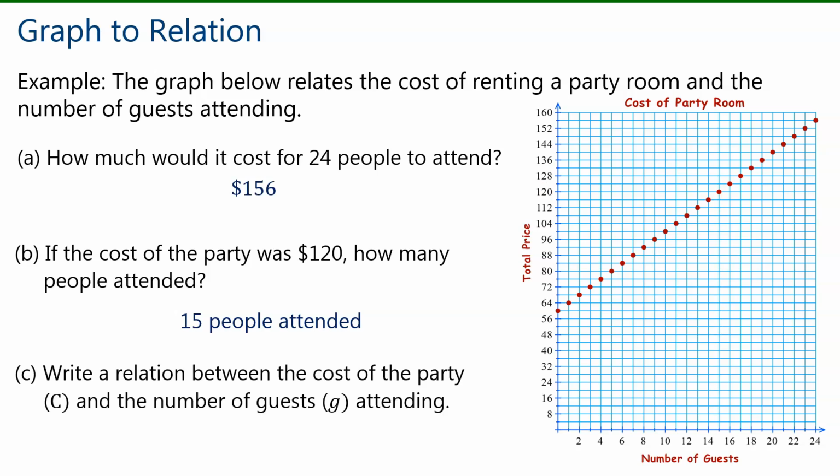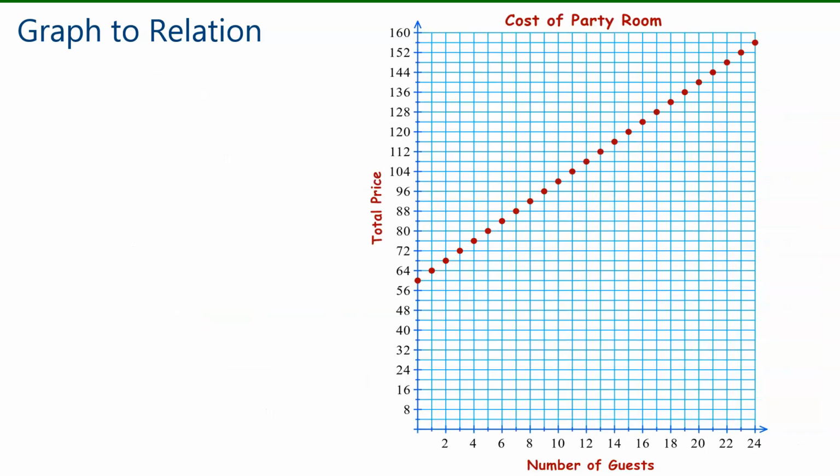Now part C of this question wants us to write a relation between the cost of the party, using the variable C, and the number of guests attending with the variable G. So let's do that here. Now to write the relation, we can write all the values in the graph into a table, as we are used to writing relations from a table of values. But let's just observe the pattern in the graph here and write the relation using the graph.